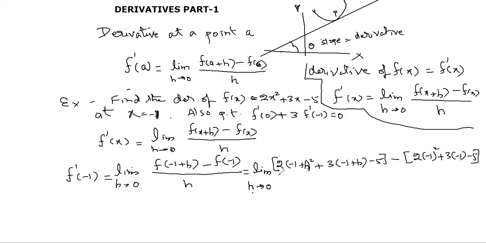Actually, there are many other things, left hand derivative and right hand derivative, but we will study them in 12th class. Here we have to find only derivatives and limits. So h tending to 0, divided by h. This we have to solve.